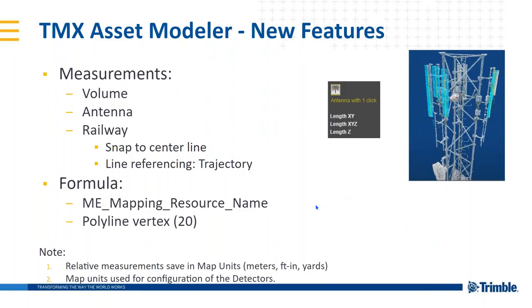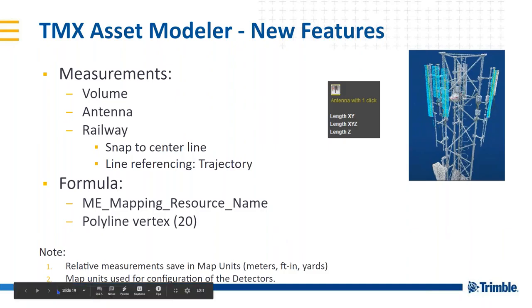In addition, we have an improved snapping on the railway extraction tool that would let you snap to an existing center line, and the tool would automatically continue the measurements from that line. So that's better consistency and better connection between the extracted features. And you can also now reference that extracted railway line to another line reference, for example, your trajectory.